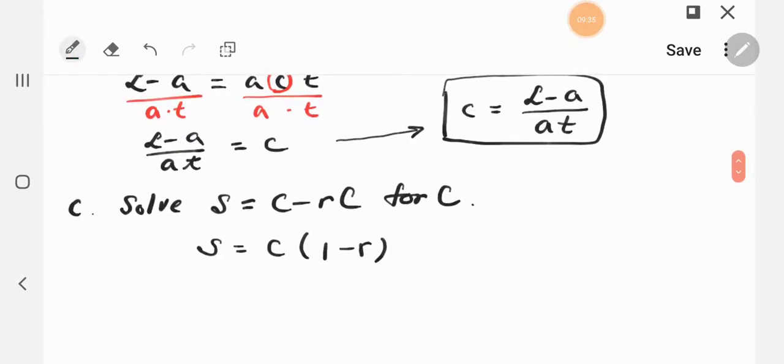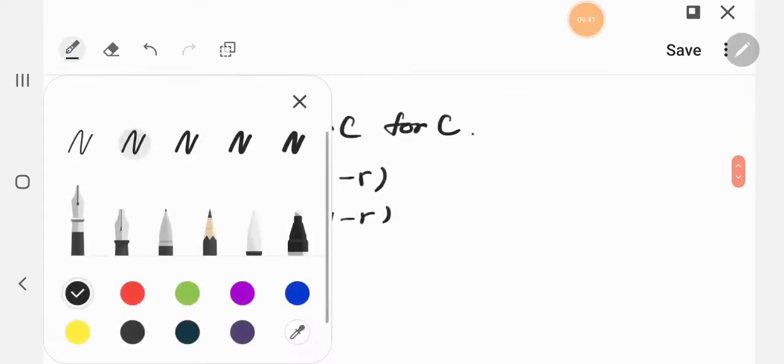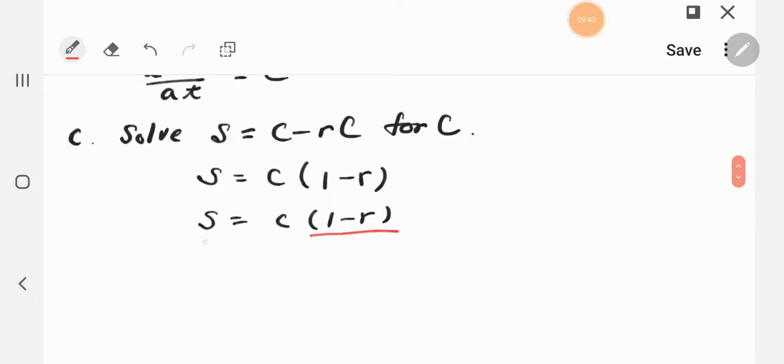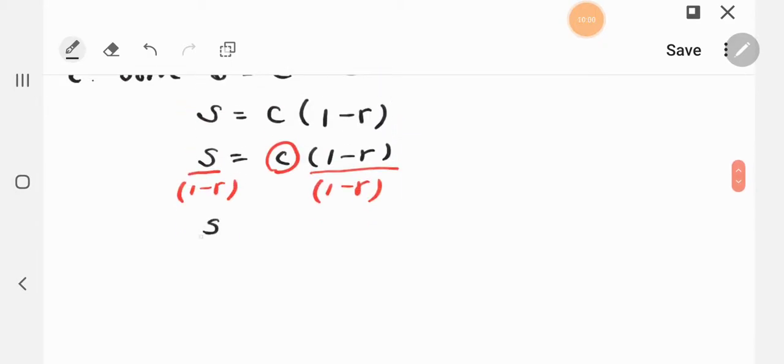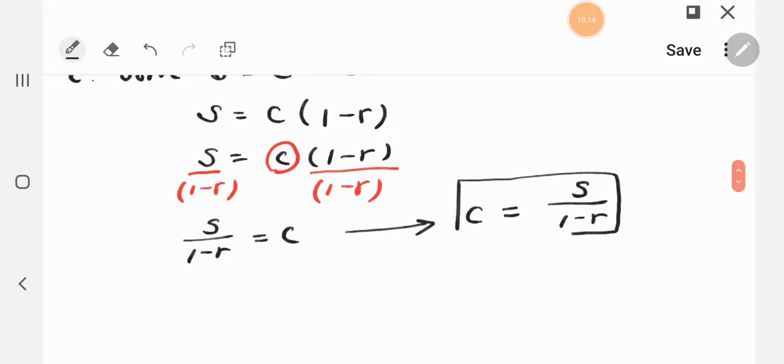And then from this we can divide each side by what? 1 minus R, because we want to solve for C. So let's get rid of this binomial factor. So divide each side by 1 minus R. Then finally the left side is S over 1 minus R, which is equal to C. So this will give us the solution for C. So C is equal to S over 1 minus R. So that is the solution.